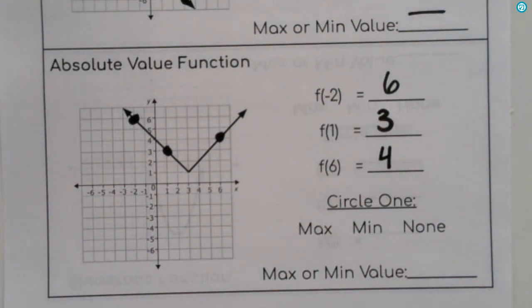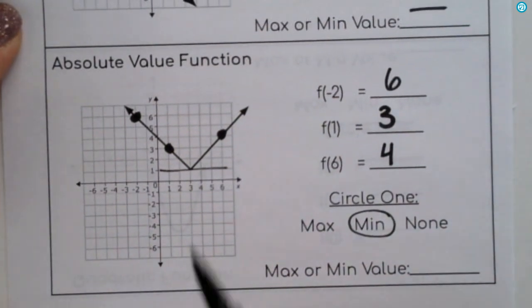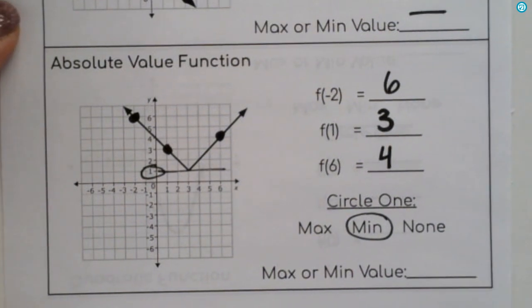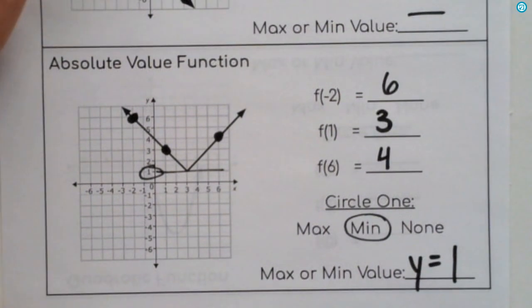Okay, this one does have a maximum or minimum. Does this one have a low point or a high point? Top of a mountain, bottom of a valley. High or low? So this one has a low point. So this one has a minimum. And it happens right there. And I drew that line because it's going to come over to right here. Our minimum is at y equals 1. So your minimum is always going to be a horizontal line. Horizontal lines are y equals. It's going to be y equals 1. Okay, any questions on that one?